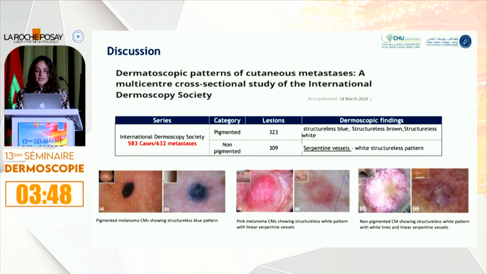The International Dermoscopy Society made a retrospective, multi-center, descriptive, cross-sectional study of biopsy-proven cutaneous metastasis to evaluate the general characteristics and dermoscopic features of cutaneous metastasis from different primary tumors. They included 583 cases and 632 metastatic lesions. On dermoscopy, pigmented melanoma metastases were frequently structureless blue. Structureless brown and structureless white patterns were also common, while amelanotic metastasis shows linear serpentine vessel and a white structureless pattern.